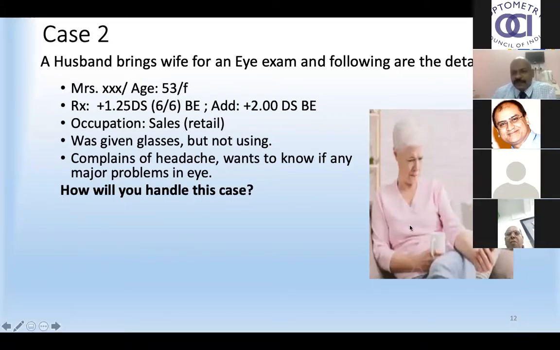If you see this picture here, imagine this lady has this problem, and she is not able to see clearly for near. And you can see she's squinting her eyes to see. This is a live case which I saw, and this patient had a mannerism wherein she always squints her eyes. She drives a lot. She goes around on a bike, but she has never worn her glasses. So if that is the case, how will you handle it?